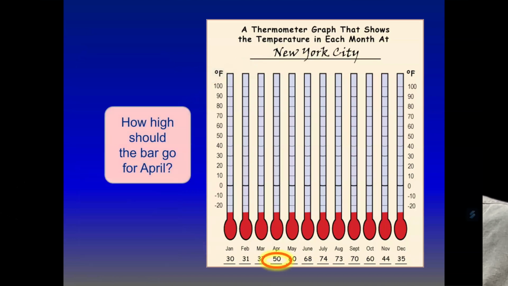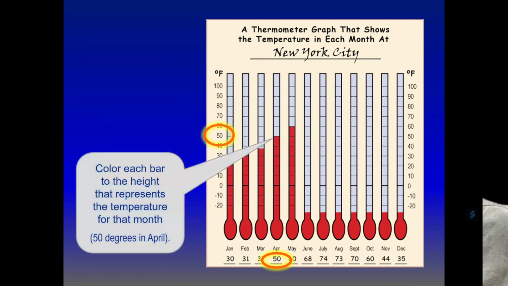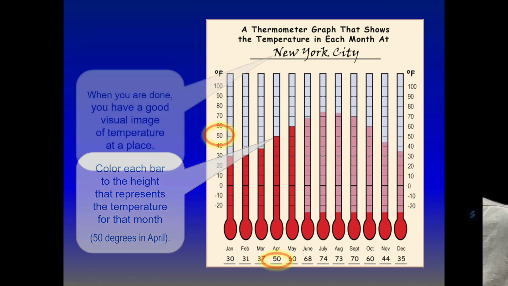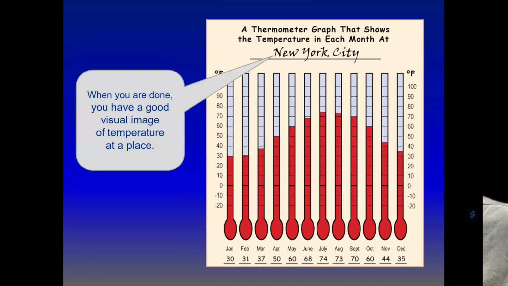And then you'd say, how high should this bar go in any month? We'll pick April because it's a nice round number. It's 50. And if you drew the line up to where that 50 is there, you've got that month. And then we put a few more months in. And if you keep on doing it, you get a nice visual image of what the temperature looks like in New York City.